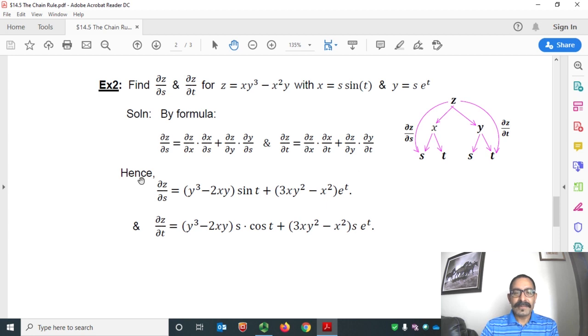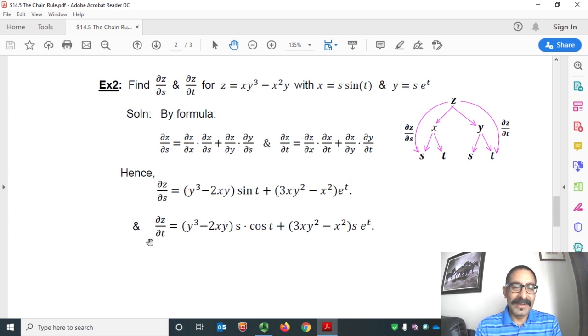So hence, del z over del s equals the partial derivative of z with respect to x, which is y cubed minus 2xy, times partial derivative of x with respect to s, which is simply sine t, plus del z over del y, so partial derivative of z with respect to y, taking x constant, is 3xy squared minus x squared, times partial derivative of y with respect to s, which is simply e to the t.